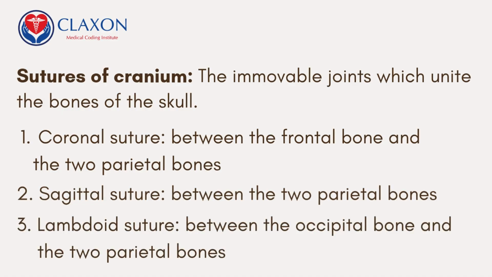Sutures of cranium. The immovable joints which unite the bones of the skull. Coronal suture: between the frontal bone and the 2 parietal bones. Sagittal suture: between the 2 parietal bones. Lambdoid suture: between the occipital bone and the 2 parietal bones.